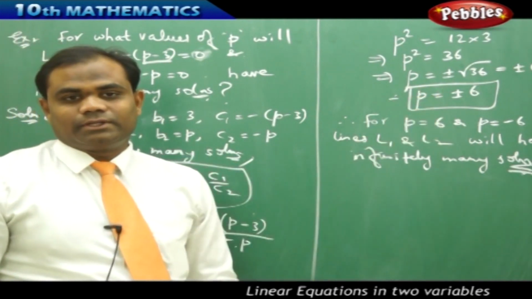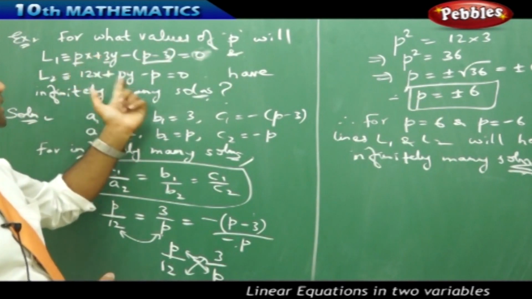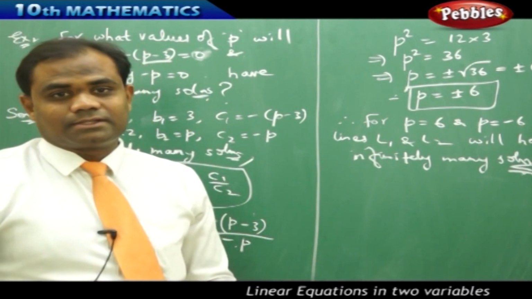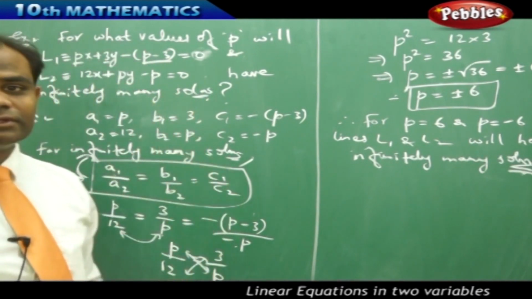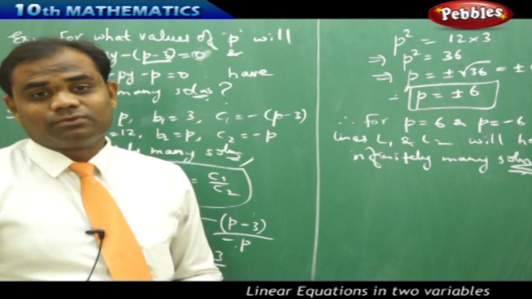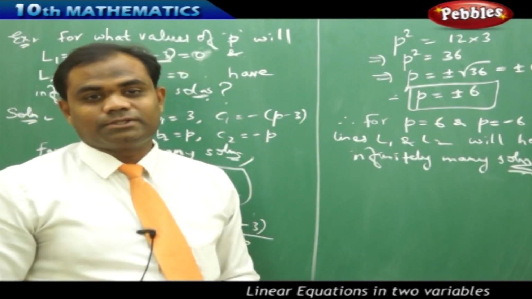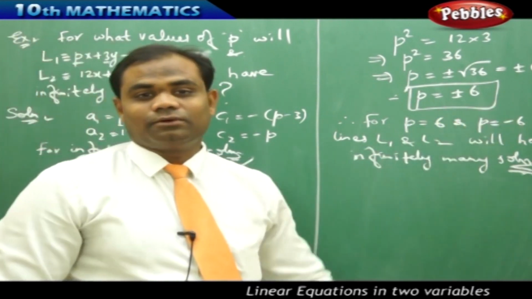Similarly, if the question says for what values of P will the lines L1 and L2 be parallel lines or have no solution, then when they have no solution, the two lines are parallel, and I use the condition of case 2: A1 by A2 equal to B1 by B2 is not equal to C1 by C2. And then finally, when I simplify, I get the value of P.